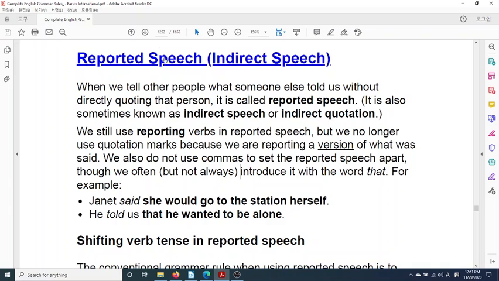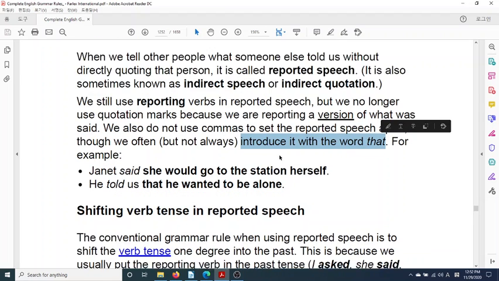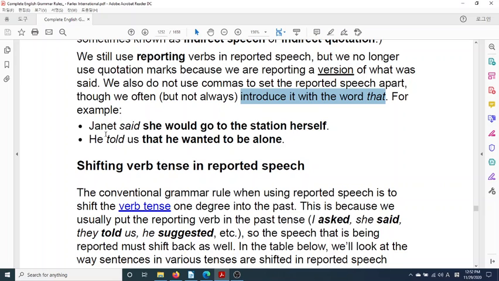We still use reporting verbs in reported speech, but we no longer use quotation marks because we're reporting a version of what was said and not a direct quote of what was said. We also do not use commas to set the reported speech apart, although we often, but not always, introduce it with the word that. So, for example, Janet said she would go to the station herself.